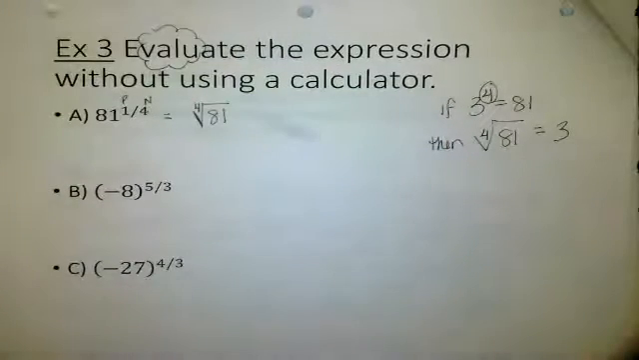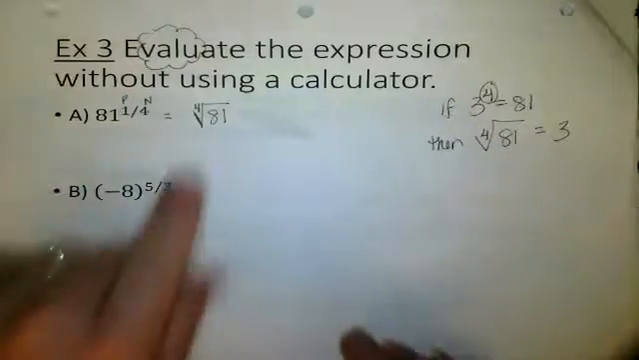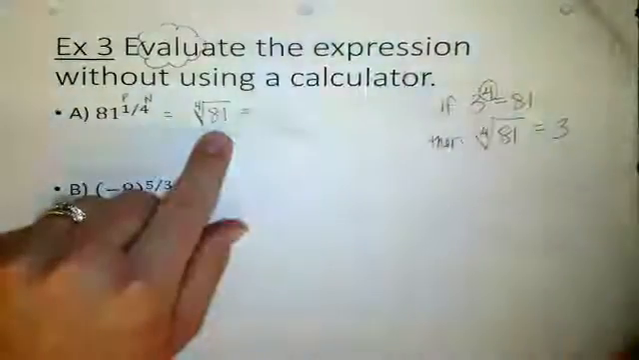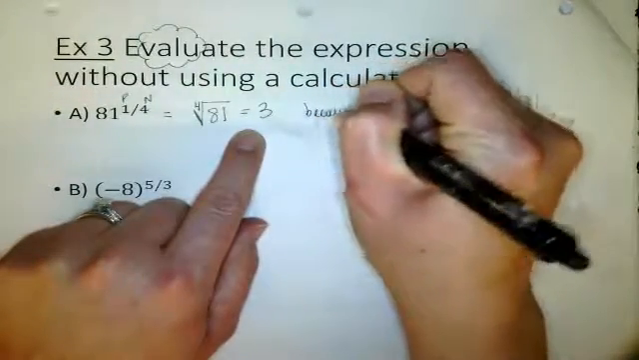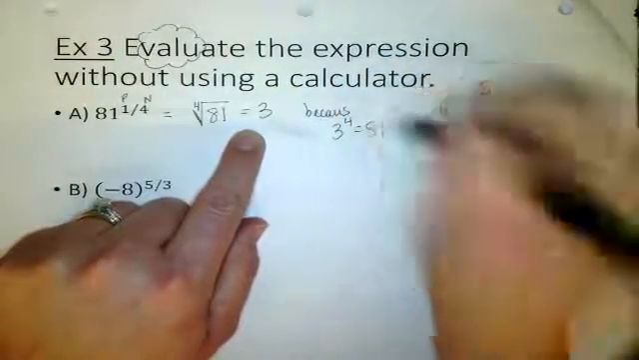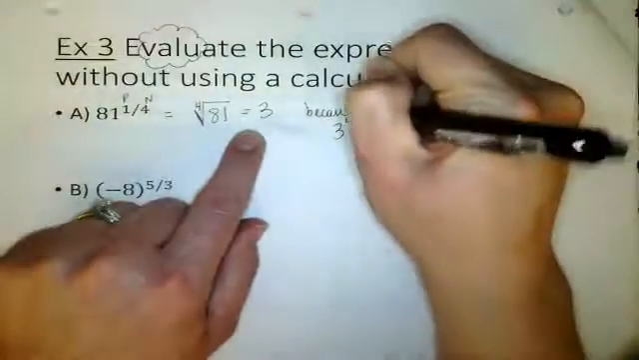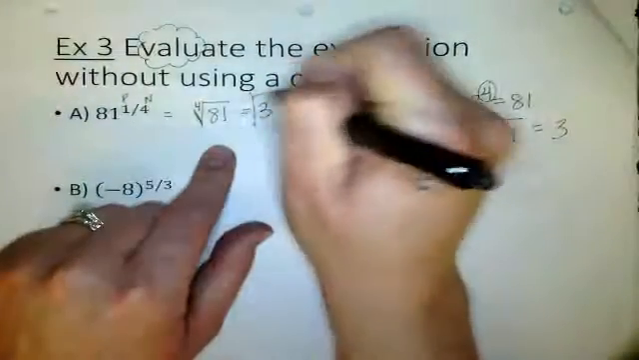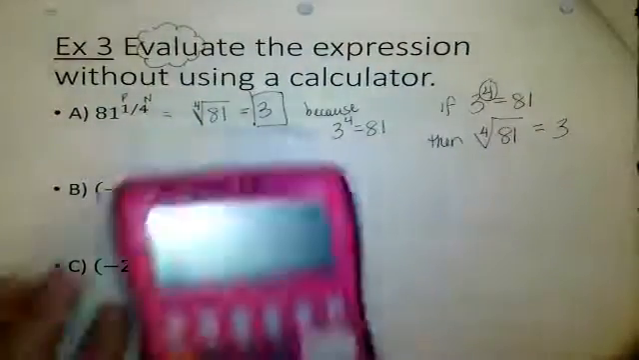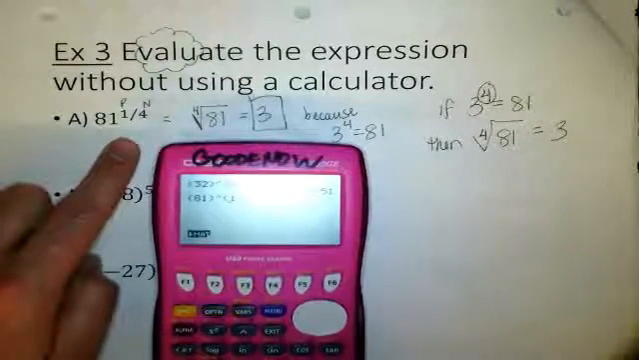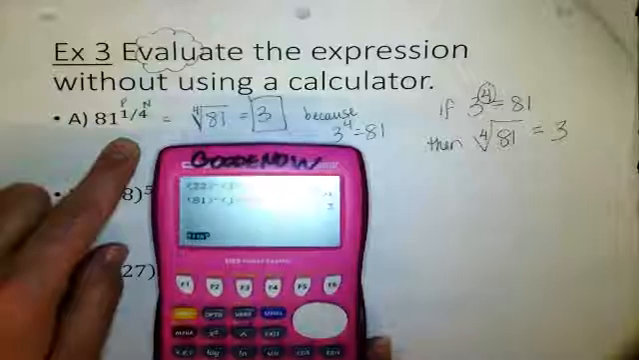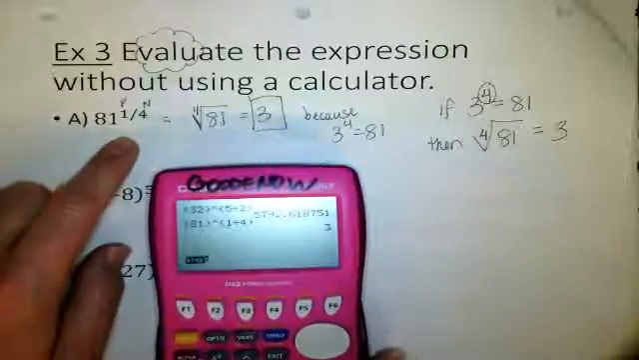Okay, so powers and radicals undo one another, and so if you know your powers, then you're going to know your roots. So the 4th root of 81 turns out to be 3. All right, and it's because 3 to the 4th power equals 81. Okay, so we get 3. I can check that really easy on my calculator. I can say 81 caret 1 divided by 4, and I get 3. All right, so super easy to check on your calculator.